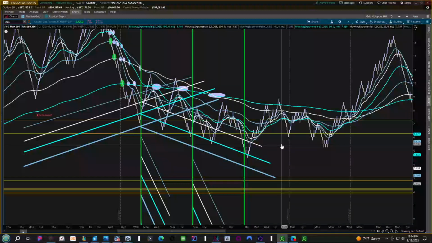We're only trading the Chicago markets. We're not trading the overnight markets. So we had this gap up. We were filled on both of those fractals.